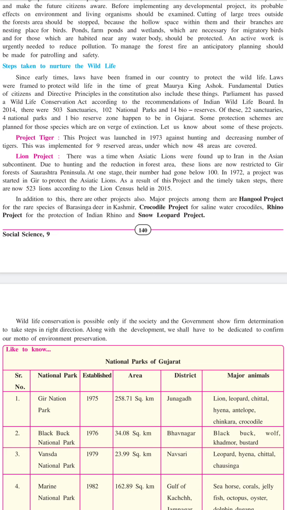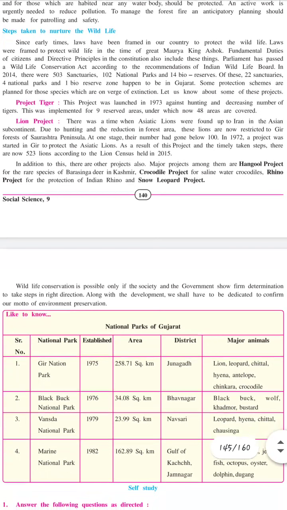After the commencement of Project Lion, the number of these lions increased, and in the census held in 2015, the number of lions increased from 100 to 523. So these are the very important projects of Indian forests, Project Tiger and Project Lion. In the same way, many projects are also launched for the protection of crocodiles, the Hangul, also known as Barasingha, Rhino Project for rhinos, and Snow Leopard Project for leopards. These projects are launched from time to time by the government so that they can protect the wildlife.